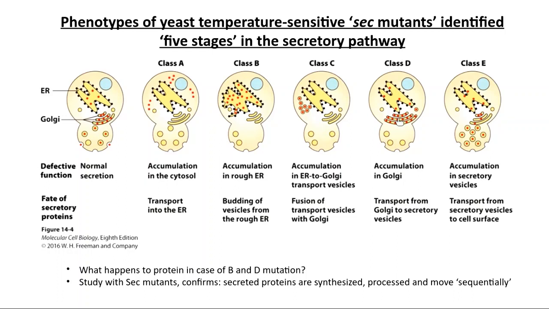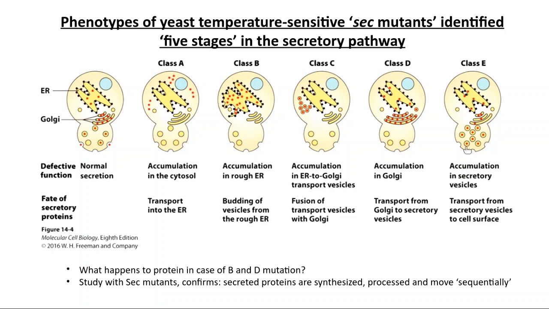In the class E mutants, they get stuck in the secretory vesicles, but in the normal scenario, they could have gone to the cell surface and fused at the cell surface. But in this kind of mutant, at restrictive temperature, the proteins remain stuck in the secretory vesicles.